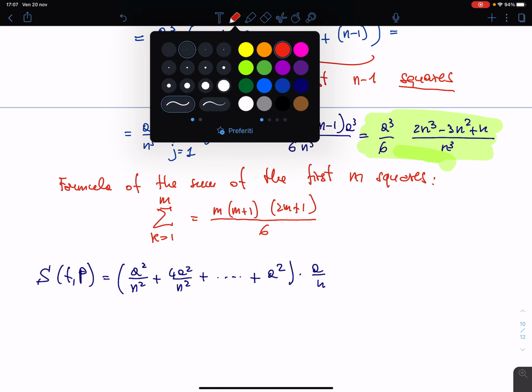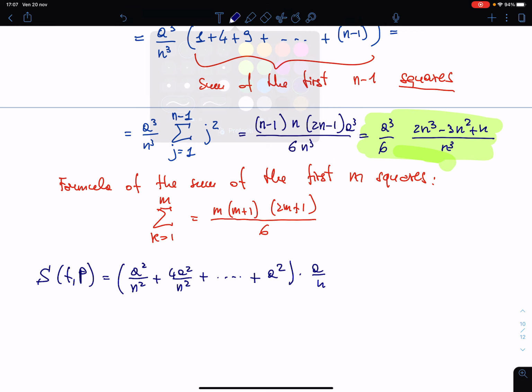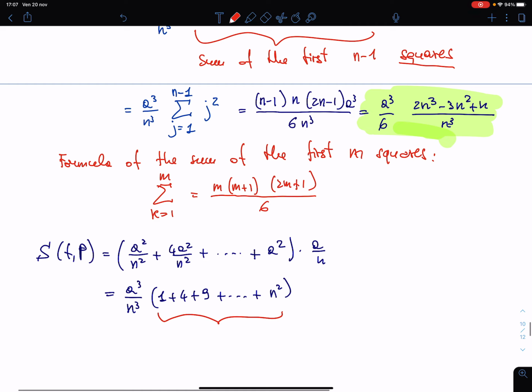So let me act as before, it is clearer. So we have a cube over n cube, 1 plus 4 plus 9 plus, and then plus n squared. And here you have the sum of the first n squares.